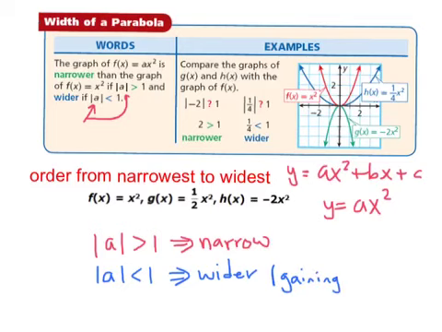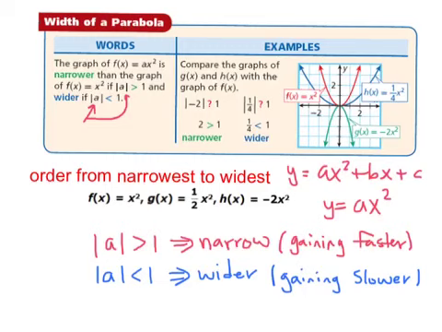So this is gaining slower, that's why it's wider, and then this one up here is gaining faster. Because it's gaining faster, it's going to become more narrow, it's going to shoot up a lot faster.